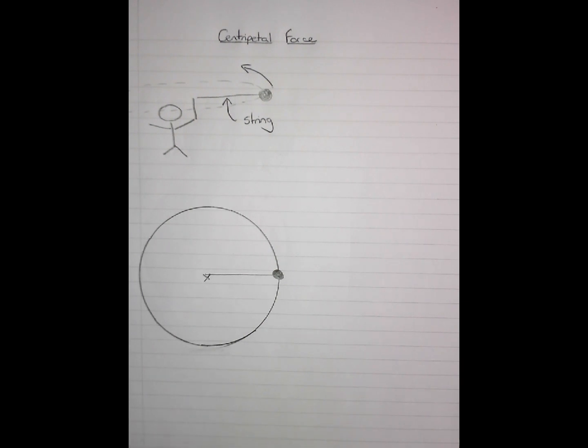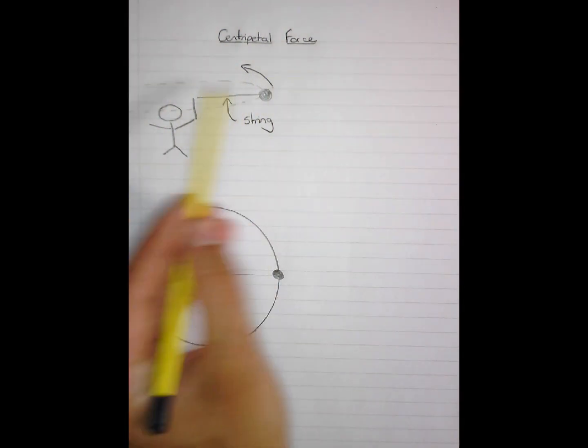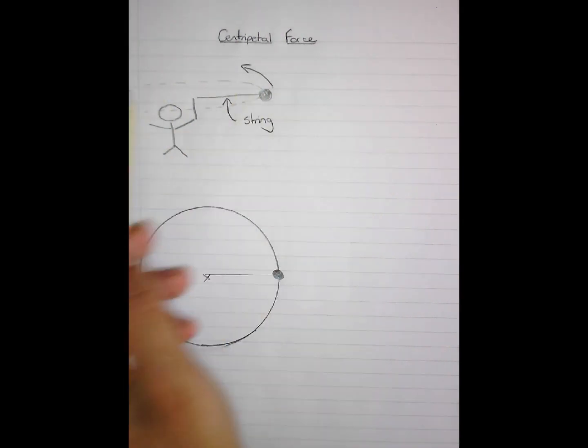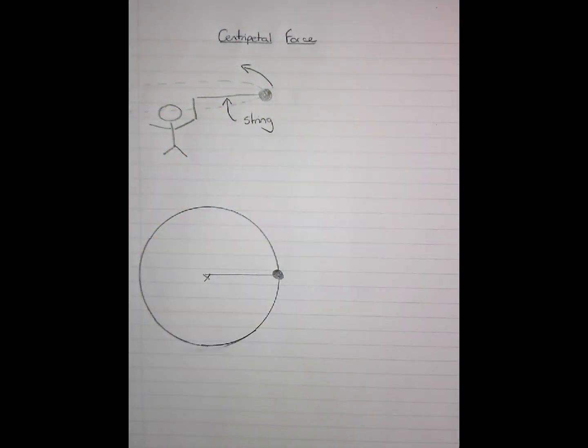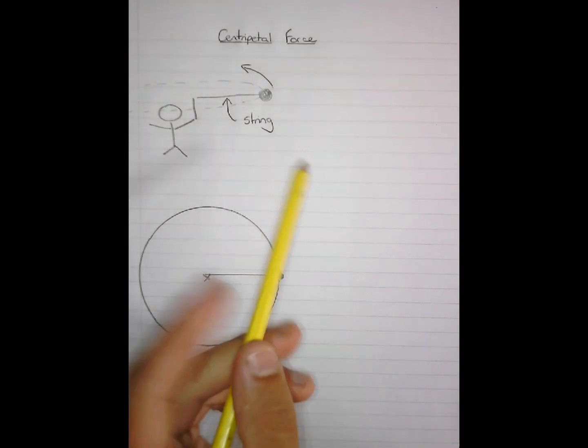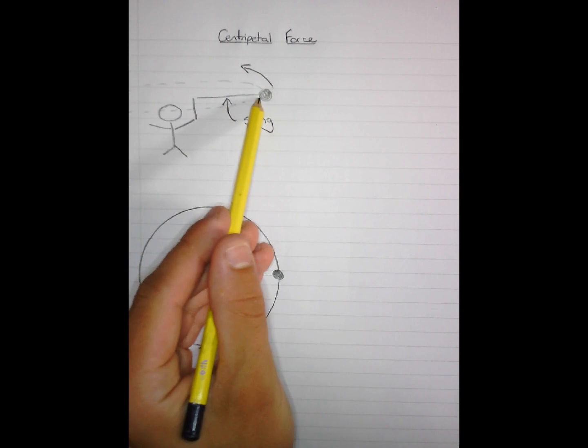To begin with, we need to consider this slightly unusual situation of someone whirling a mass on a string in a horizontal circle. This could be a mace or something like that. It doesn't matter what it is. What we're going to be saying will apply to all objects in circular motion, just to give you something to visualize around it. So in this case, it's held on by a string.